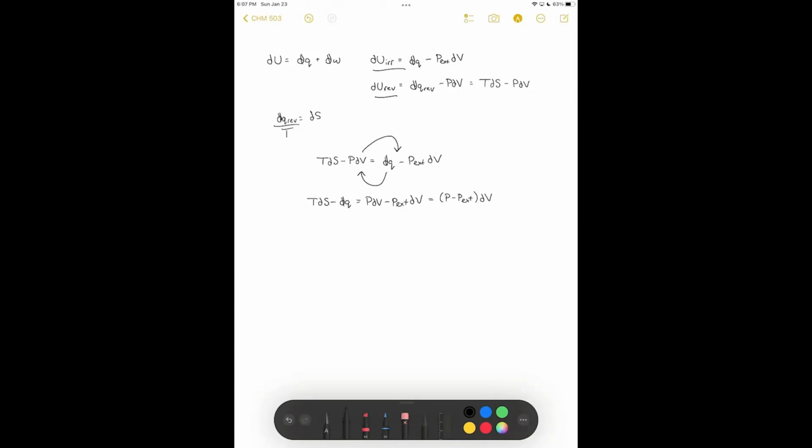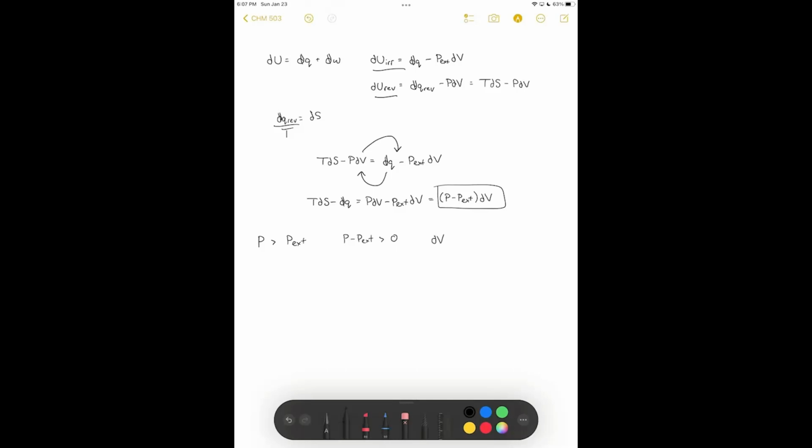From here, what we're going to do is actually look at this and see if there's anything we can say about it. So there are two possibilities that we could have with this. We could have a situation where the pressure is greater than the external pressure. So the system pressure is greater than the external pressure. In this case, if this is true, P minus P external, the difference between them, is greater than 0 because the pressure is larger than the external pressure. What about dV?